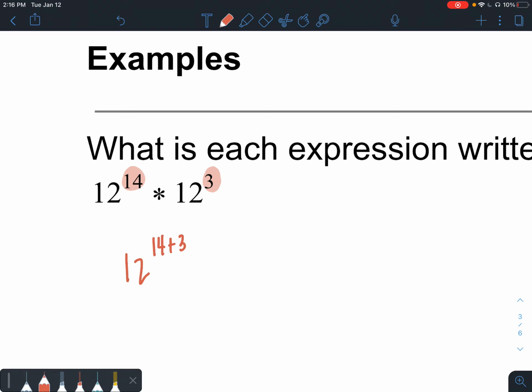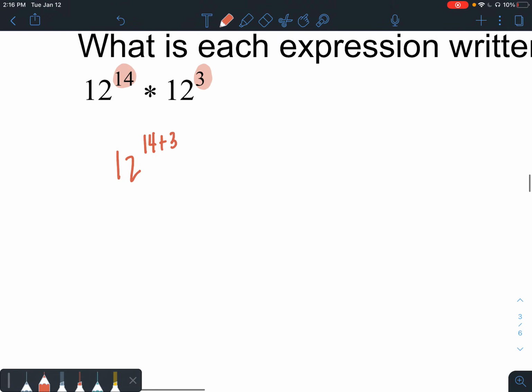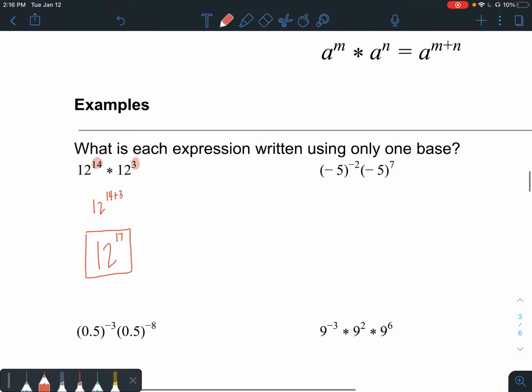I am in a really bad habit sometimes of making my exponents the same size as my numbers. So whatever you got to do, make sure it's obvious that the exponents are not the numbers. All right, go ahead.